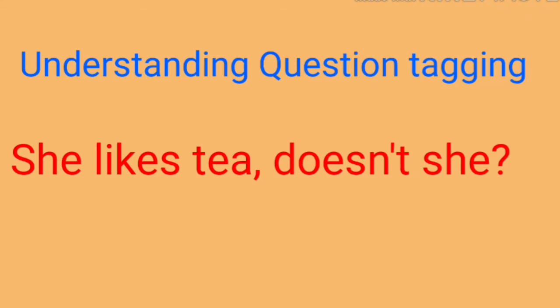Let's understand this question tagging with the help of an example. She likes tea. Now, when you want to confirm this very statement, you'll use "doesn't she?" She likes, it is in present tense. You can see s is added to the verb. So you have to use "doesn't she?" Right? She likes tea, doesn't she?